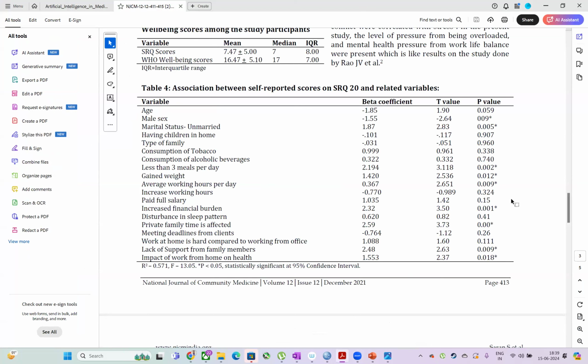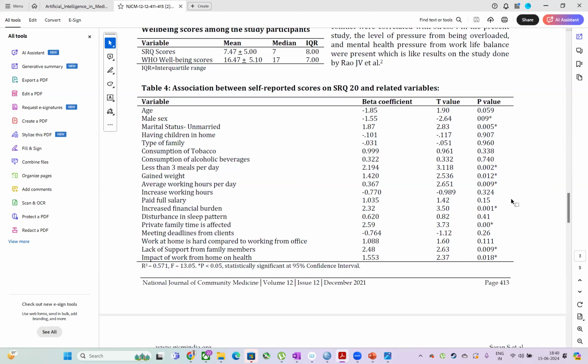So age, you have the beta coefficient as minus 0.18. It shows that 1 unit of increase in age decreases the score. Since age is a continuous variable, you can say that 1 unit increase in age will decrease the score by 1.8 units. In case of male sex, males have a minus 1.5 unit decrease in score when compared with females.